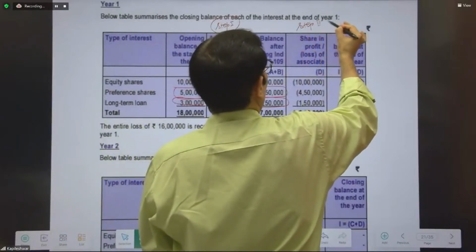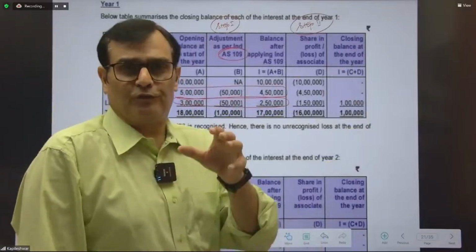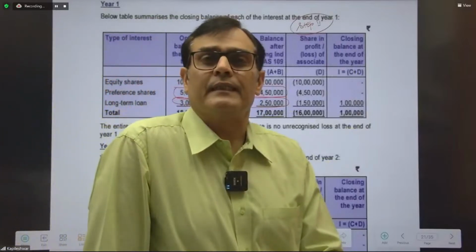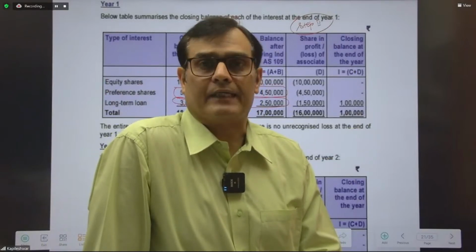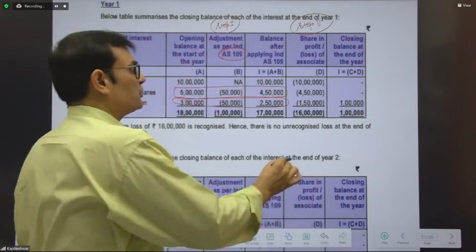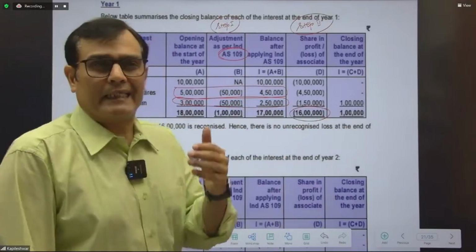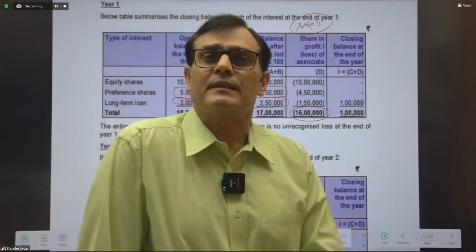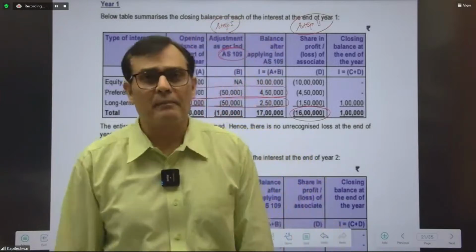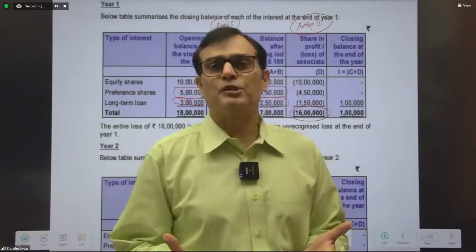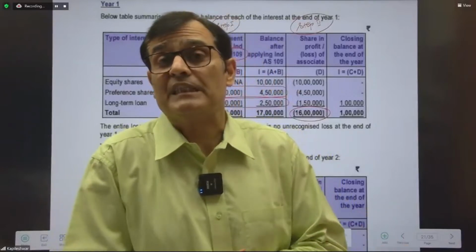Now we go to step number two in this case. If you keep the question in front of you, in year one the share in the associate company's losses is 16 lakhs. You've got a share of 16 lakhs in the first year. Now, the investment in equity is appearing at 10 lakh. How can you reduce it by 16? At the maximum, the investment can decrease by the book value, which is 10 lakh rupees. You cannot reduce the investment by 16 lakhs.